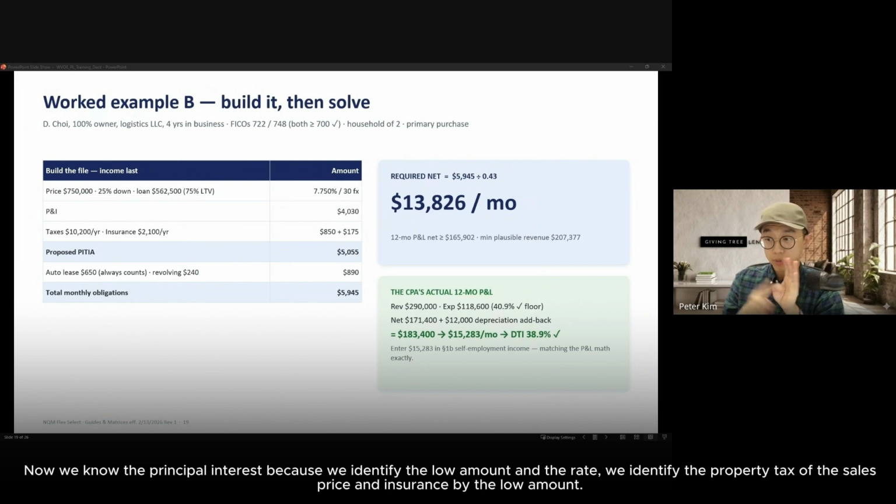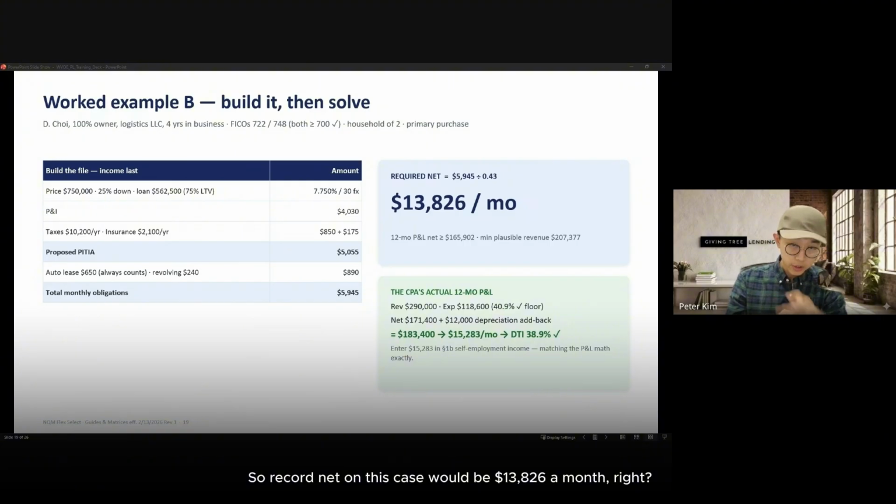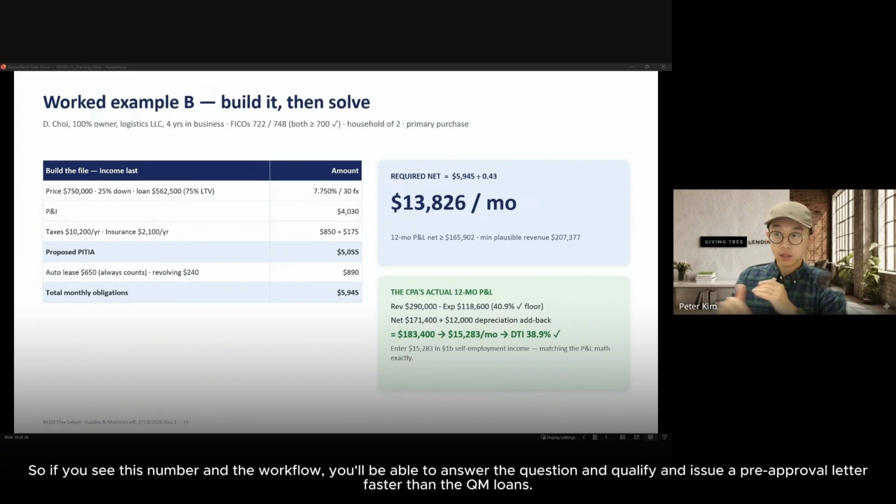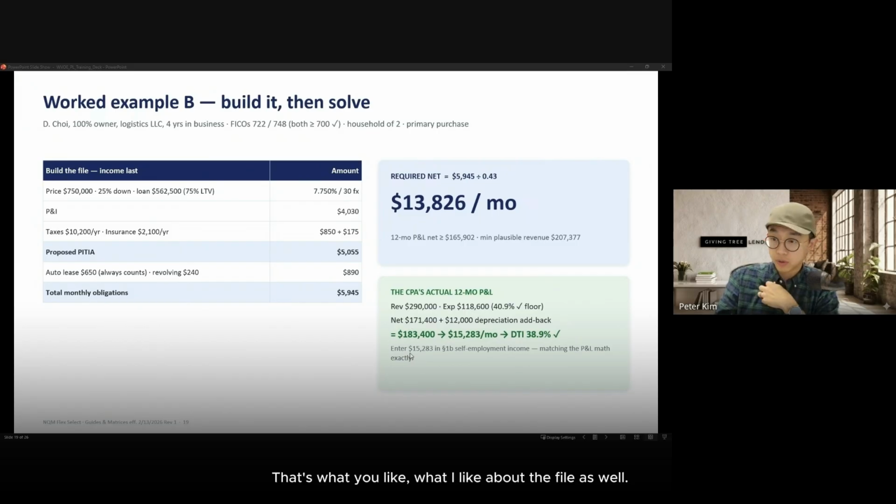Now we know the principal and interest because we identified the loan amount and the rate. We identified the property tax from the sales price and insurance from the loan amount. So the required net on this case would be $13,826 a month. If you see this number and the workflow, you'll be able to answer the question, qualify, and issue a pre-approval letter faster than with QM loans. That's what I like about the file as well.